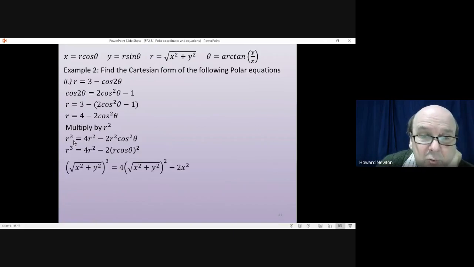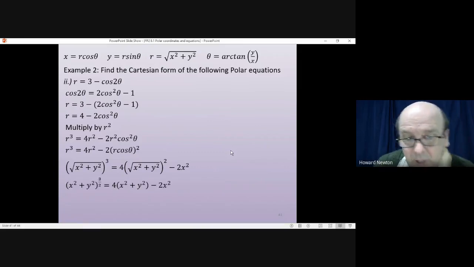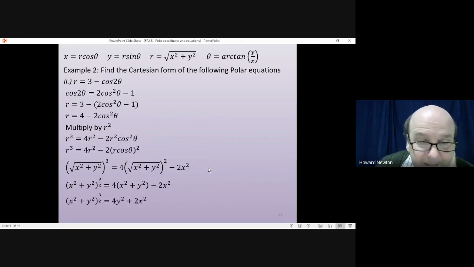So r cubed will be the square root of x squared plus y squared, cubed. 4r squared will be the square root of x squared plus y squared, squared. And here we've got 2 times x squared, because x equals r cos theta. Now that is the Cartesian equation. The only real question is how much can we simplify it? And I think that's as simple as it goes. x squared plus y squared to the power of 3 over 2 is equal to 4y squared plus 2x squared.